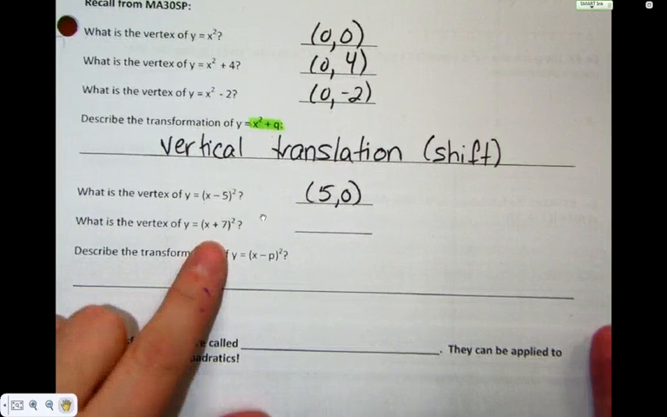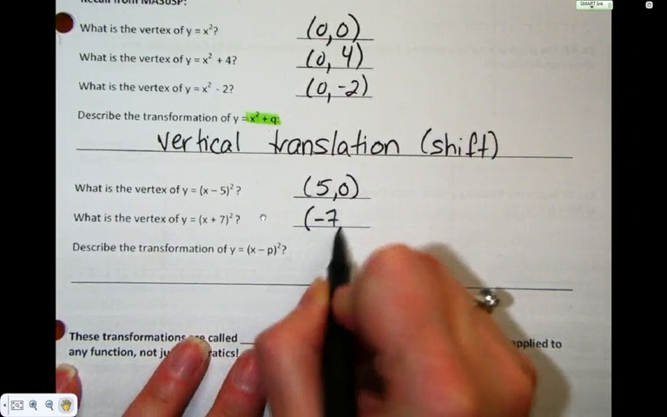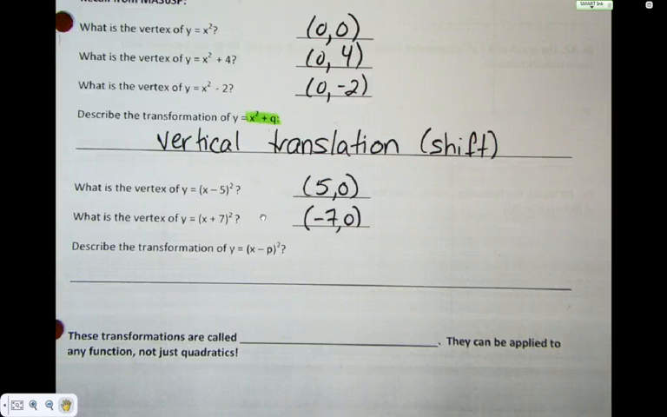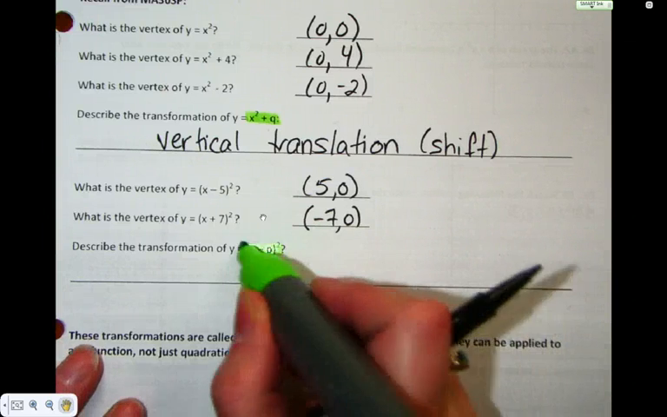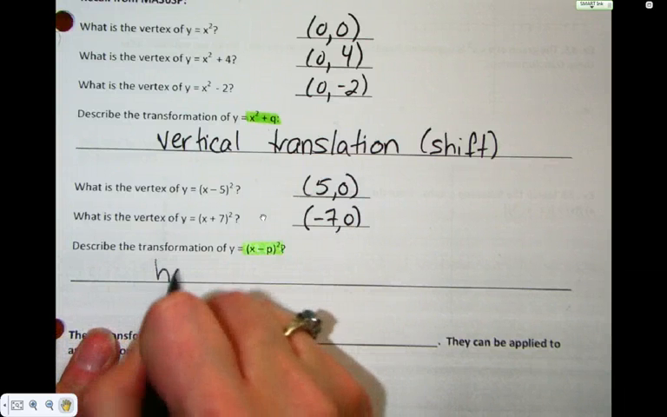And then we learned if we put a positive here, what happened over here with the vertex? -7, 0. And so then we talked about if we add or subtract a number inside the brackets, we call it now a horizontal translation.